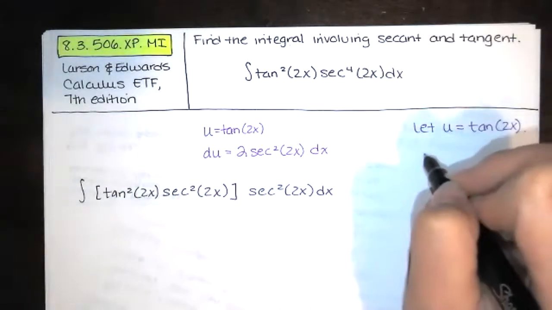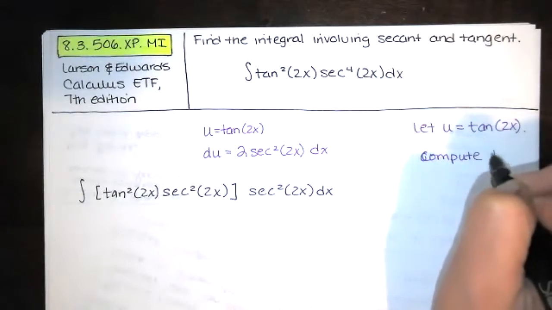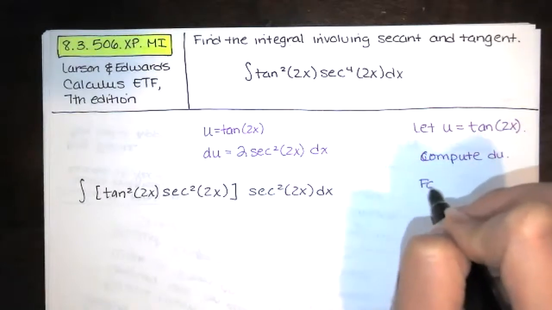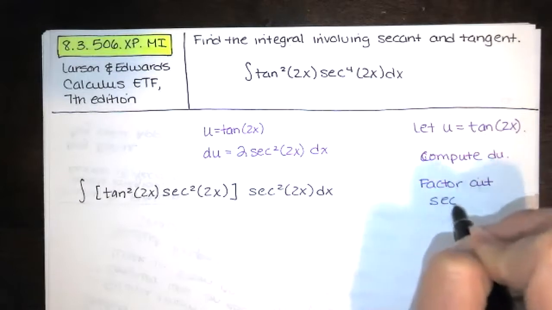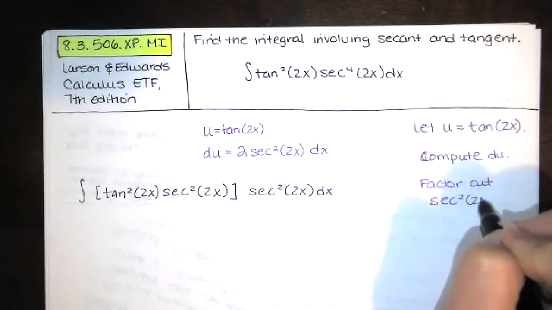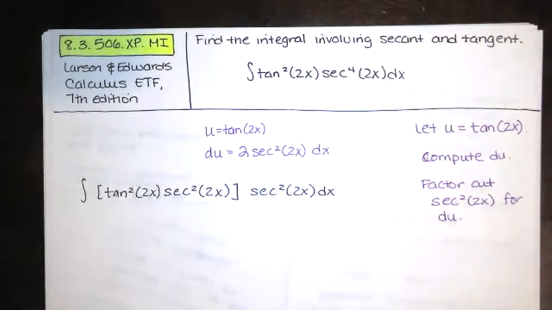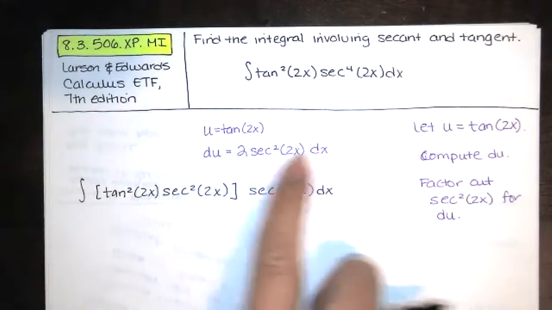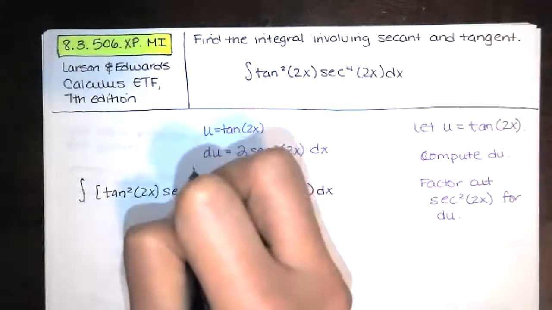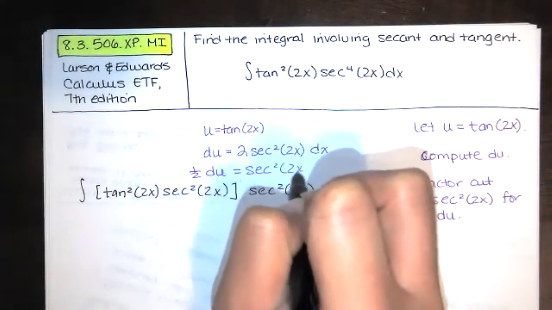So that's our first step. We let u equal tangent because of our guidelines. We compute du. And then we factor out that secant squared of kx. In this case, it's 2x, for a du factor. And it turns out that secant squared of 2x dx isn't exactly du. So I'll solve this equation for secant squared by dividing both sides by 2 or multiplying by 1/2, same thing.